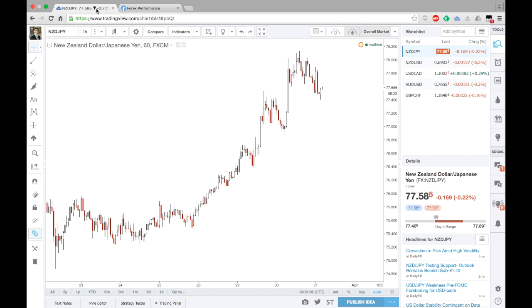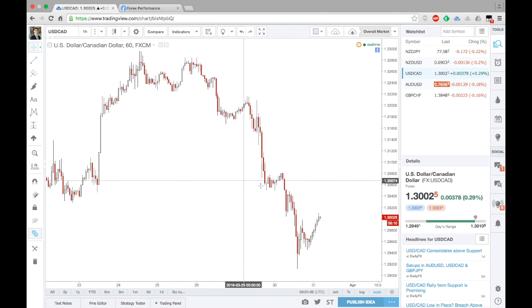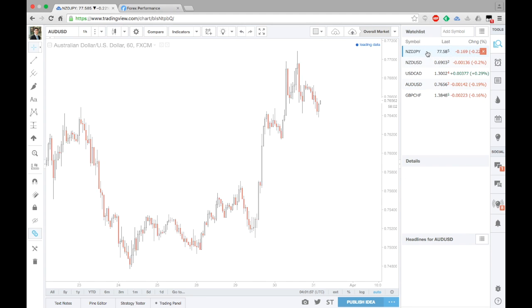Alright, so let's go back to the chart. Over here, I've selected some of the examples that I would like to share with you. For example, you look at Kiwi yen trending upwards nicely. Kiwi dollar as well, dollar CAD going down, as well as Aussie dollar. So let me walk you through the thought process of this strategy using the Kiwi yen.